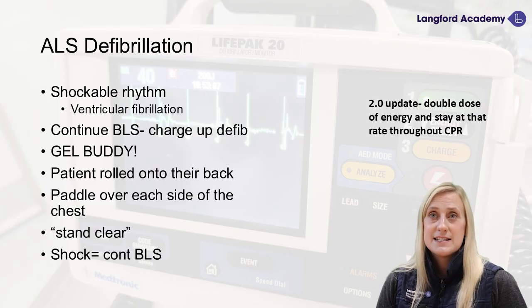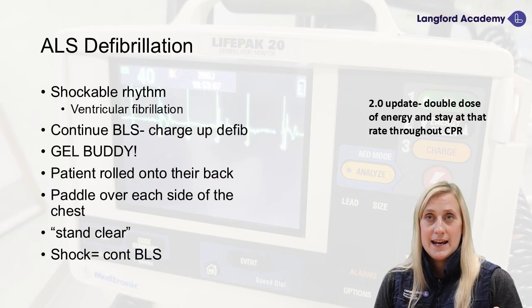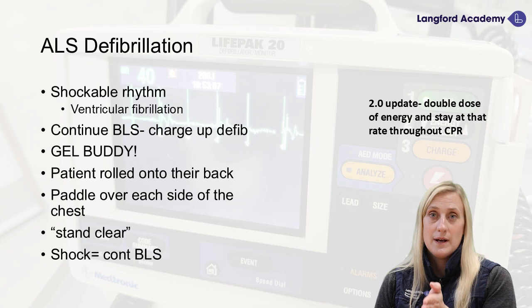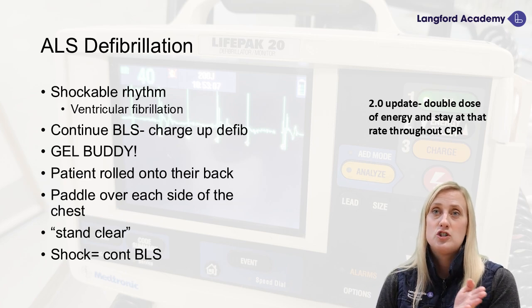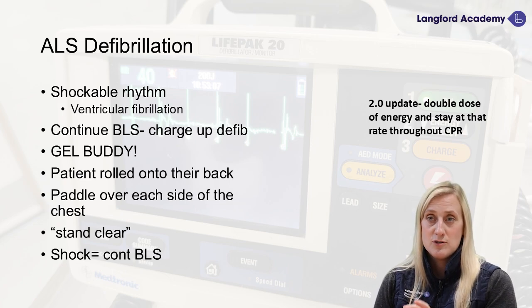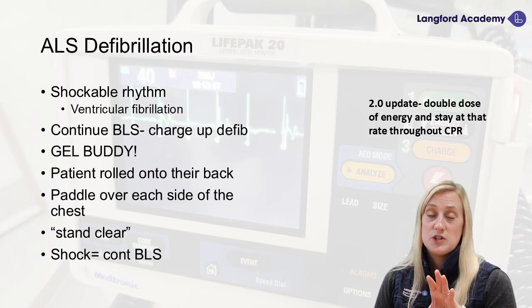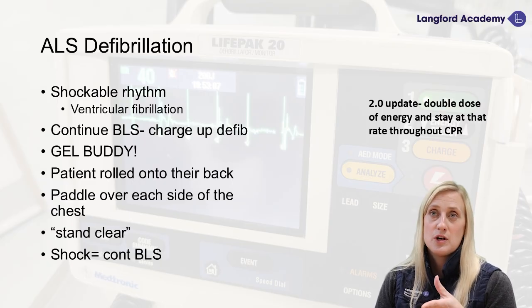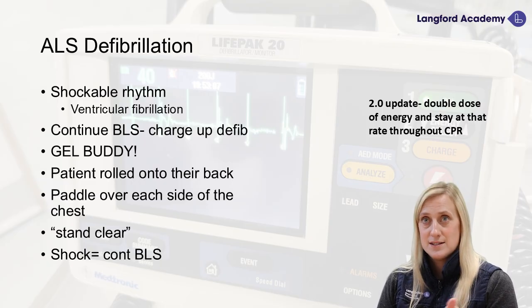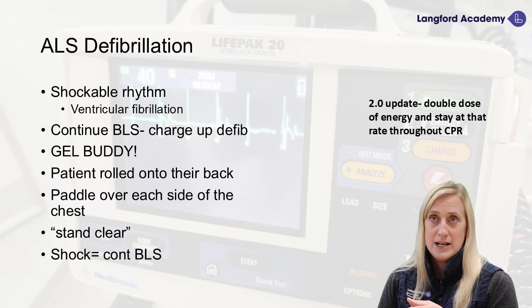So in the new update, they used to say doubling the dose. In the older guidelines, you double it each time, whereas in the new update, we just double the dose of energy if it's not worked the first time, and you just stay at that double dose. So you just double the dose once, and that's the energy level throughout CPR.